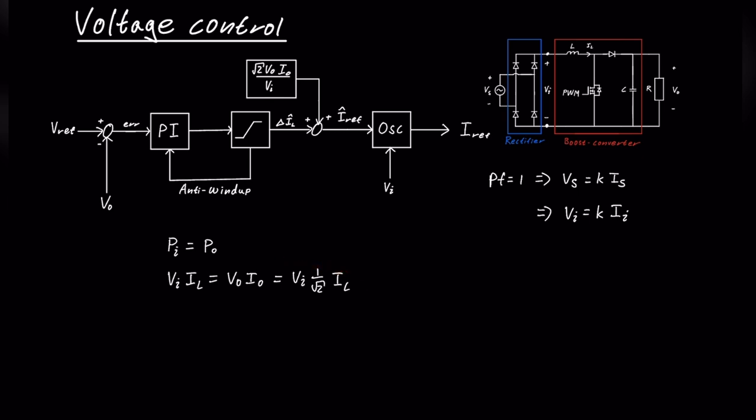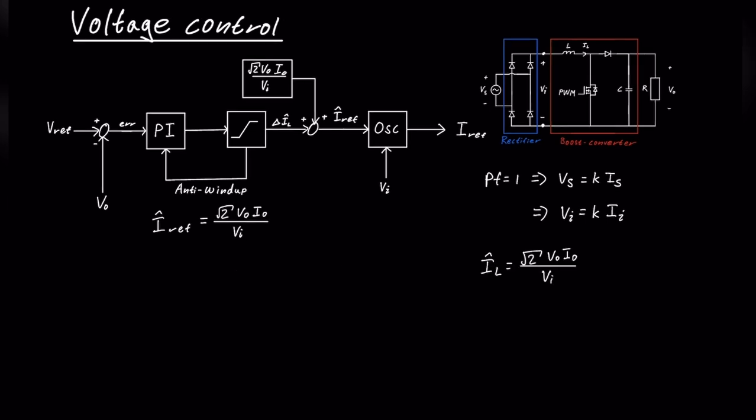Now if we solve, oh, I just forgot the hat. Now if we solve this for the peak current, we get the square root of 2 multiplied by VO multiplied by IO over VI. It doesn't really matter how you write this expression. You can also have the P out instead of VO IO, or VO squared over R. So this would now be the equilibrium point for the peak reference current.